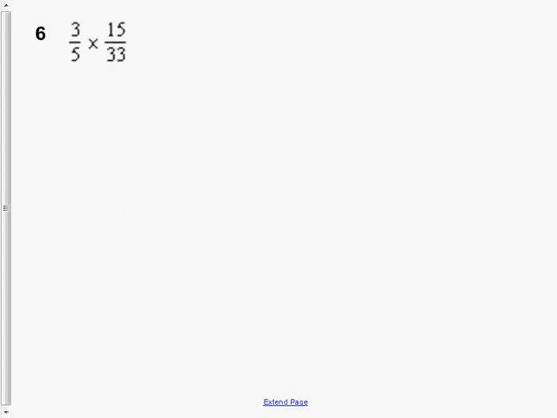Question 6 is a multiplication problem, and the reason why I gave you these particular numbers was because you had to see that you can cross-reduce. Now, if you don't cross-reduce, I'll do that way first. You would multiply the numerators, and you would multiply the denominators, and you end up with numbers that are fairly large and uncomfortable. You get 45 over 165.